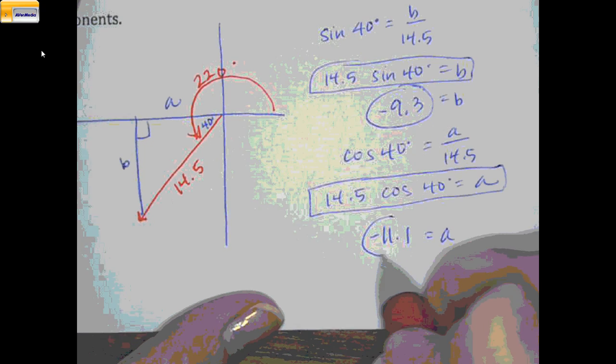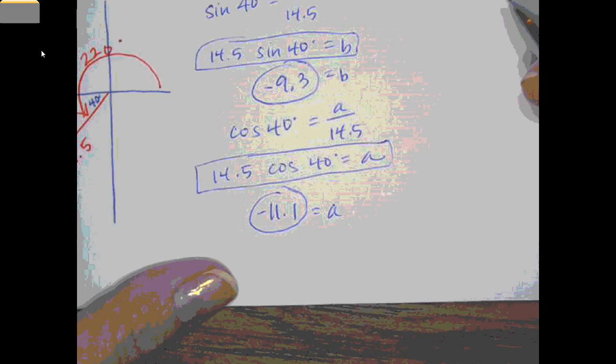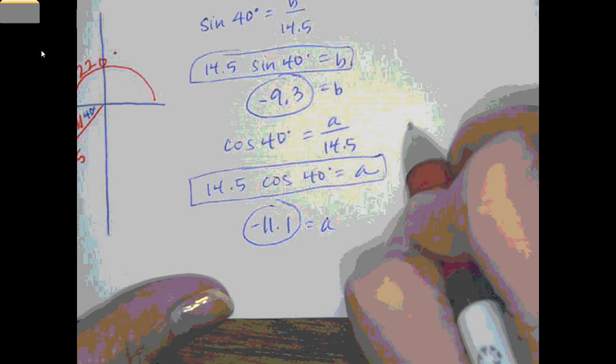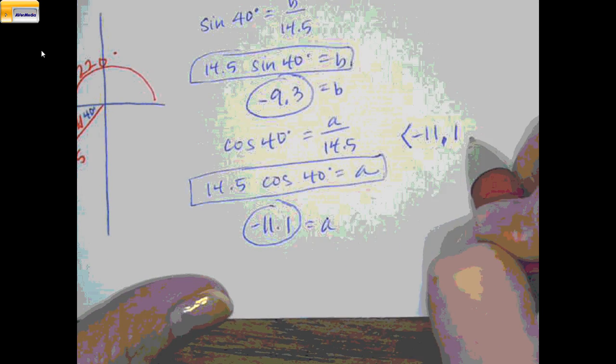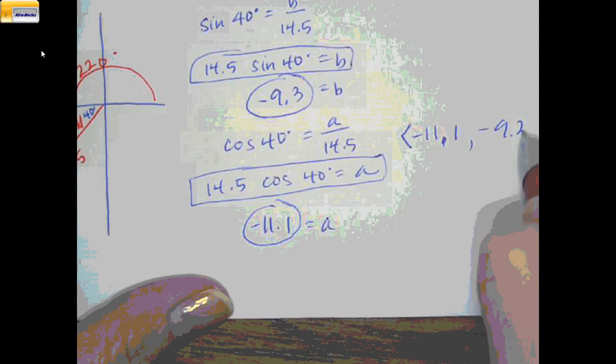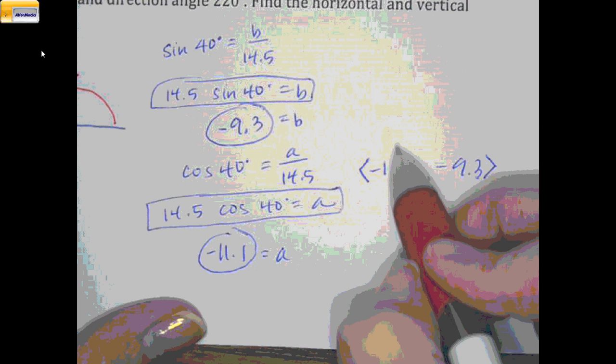Good. So we found the horizontal and vertical components. Do you remember how to write them? Pointy parenthesis, A, comma, B, close up the pointy parenthesis. I need to know what those things are called. I really don't know.